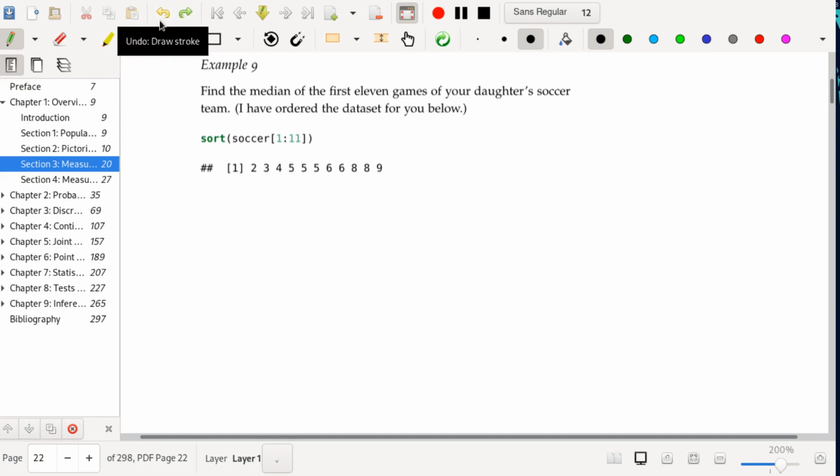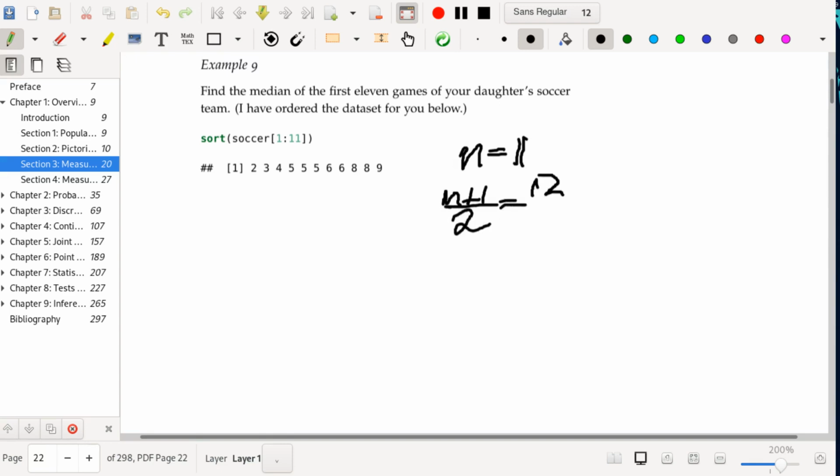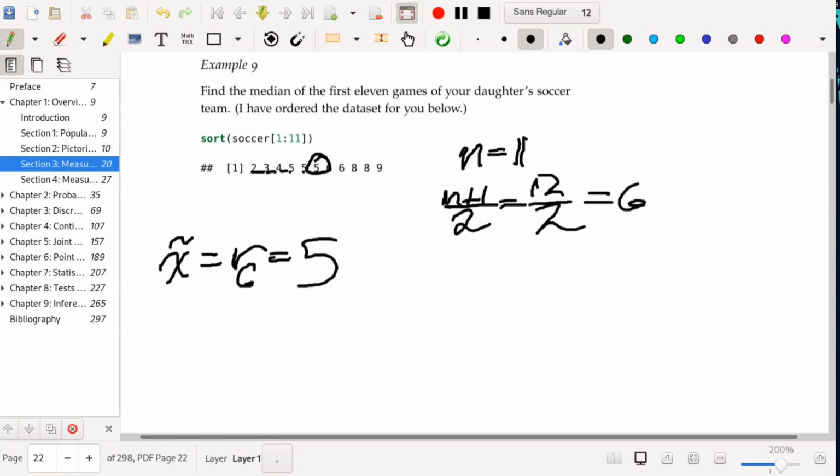Well, first off, there are n equals 11 observations in this data set. That means that the observation in the middle will be (n plus 1) over 2, which is 12 over 2, which equals 6. Therefore, the median will be the 6th ordered observation, which is, well, let's see, 1, 2, 3, 4, 5, 6. 5. So it will be 5. That will be the median.